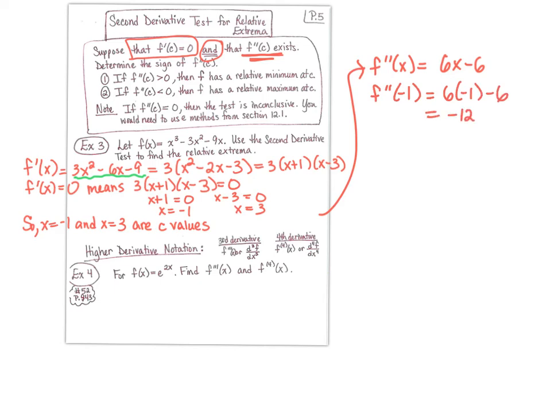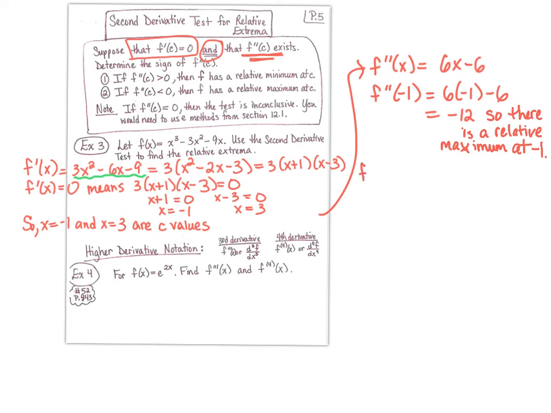Okay, well, wait a second. If we look back at our second derivative test, if we get a negative number, that means our function f has a relative maximum at c. So there is a relative maximum. Notice that it's a maximum, not a minimum, at negative 1.